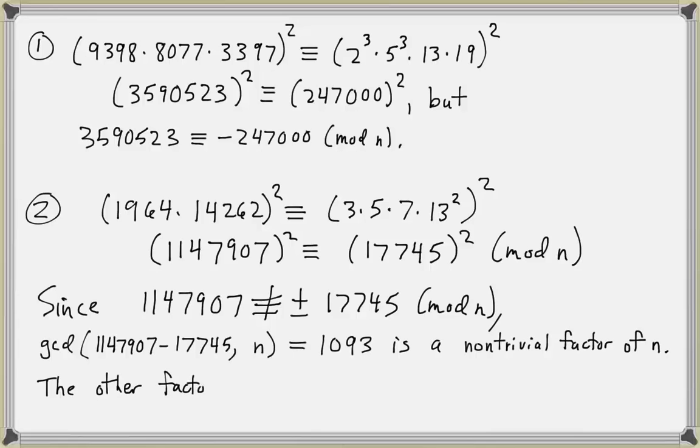So the other non-trivial factor is n divided by 1093, which is 3,511. These numbers are both prime, so we've completely factored the number n as 1093 times 3,511.